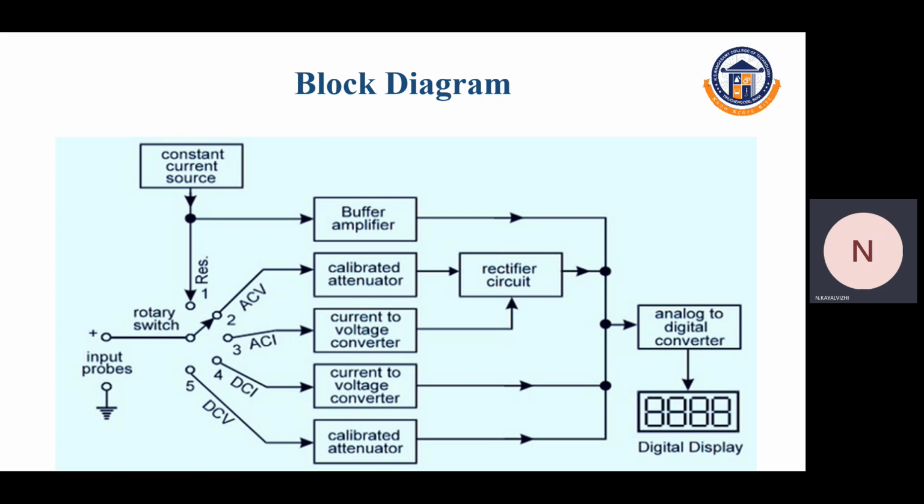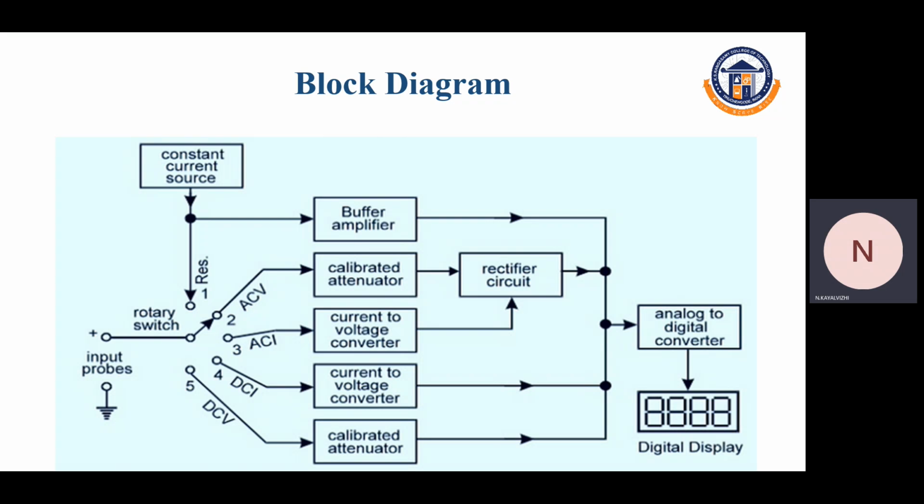This is a basic block diagram of a digital multimeter. In this digital multimeter, we have multiple options. The resistance will be measured by the switch selection, and it goes to a buffer amplifier, and then it is given to a final analog to digital converter. Finally, it will be displayed on the digital display.